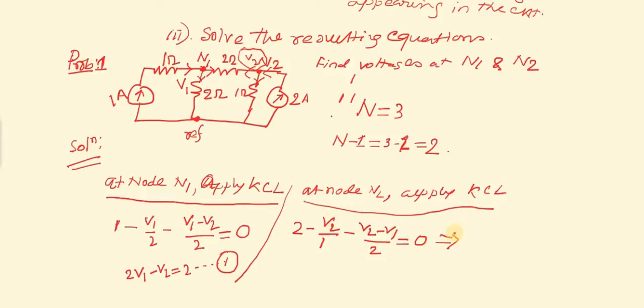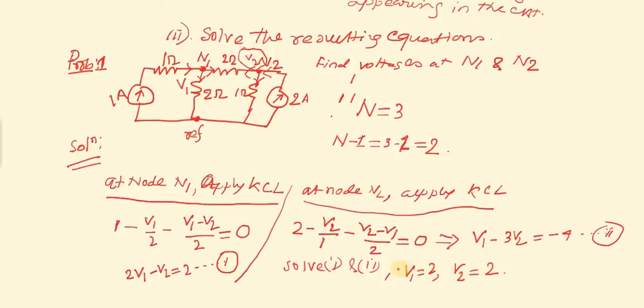It will be V1 minus V2 minus 4. This now is equation 2. Now solve equations 1 and 2. We get V1 is equal to 2. So this is the answer. The solution of this node voltage is V1 and V2, that is, the node voltages at N1 and N2.